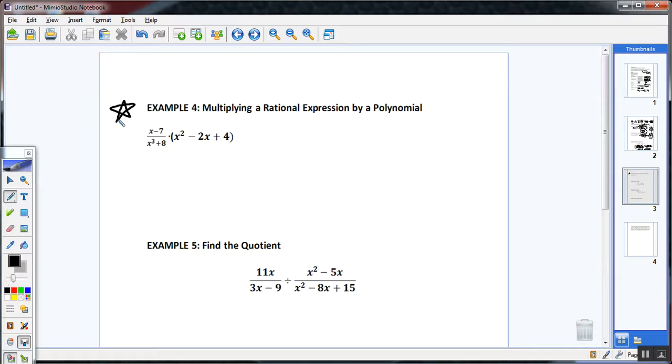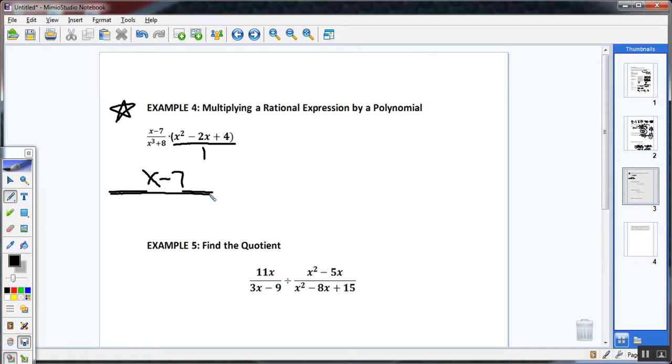All right, multiplying a rational expression by a polynomial. Anytime you have a polynomial, do this. Take this polynomial, let's put it over what value? 1. Okay, so we've got one fraction times another fraction. Can x minus 7 be factored or reduced at all? Can you simplify x minus 7? No, leave that as is. Okay, here comes the tricky one. x cubed plus what?